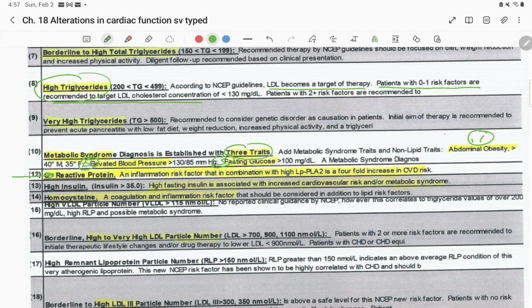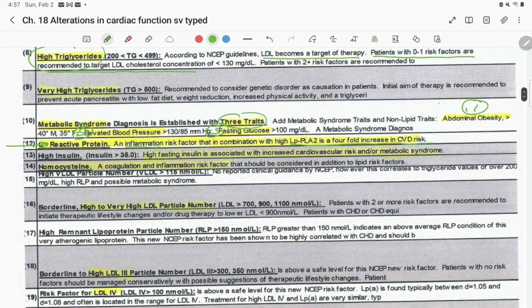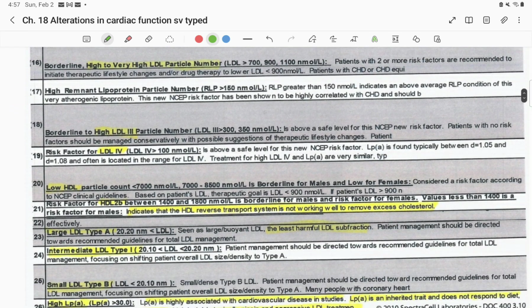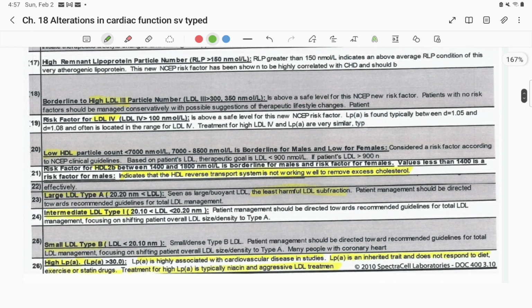If C-reactive protein comes back positive, what does that mean? It's an inflammation marker, and combined with your lipid particle profile, it can mean a 4-fold increased risk of cardiovascular heart disease. So what is read to the patient depends on what comes back positive on the labs.